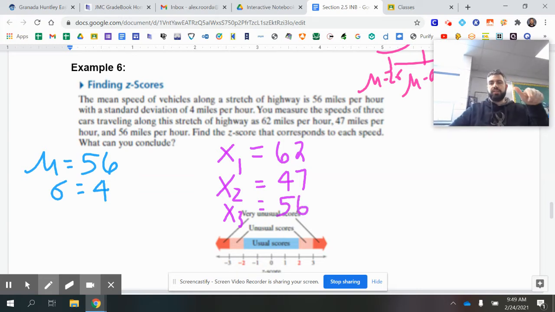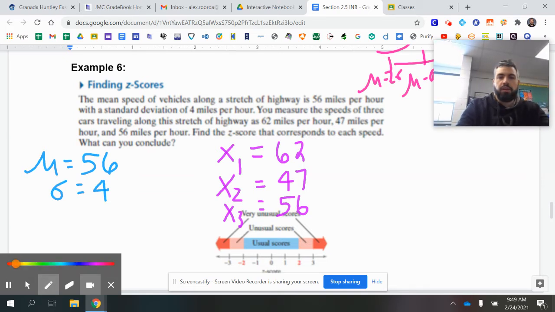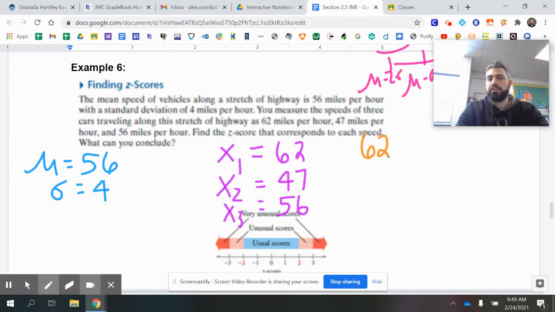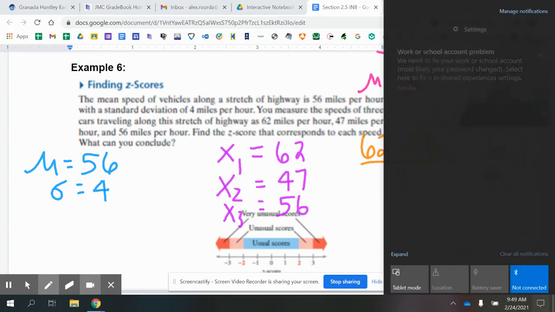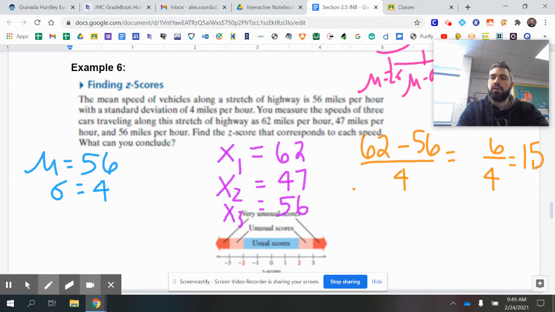Okay, and so we're going to check the z-score, the standard score, of all three of those, right? So let's take a look at the first one. I'll do the first one in orange. It goes like this. We take 62, our speed that we find, minus the average, divided by our standard deviation, right? So when we do this, 62 minus 56 is 6, divided by 4 is 1.5. Okay, so our z-score of this one is 1.5. All right, good to know.